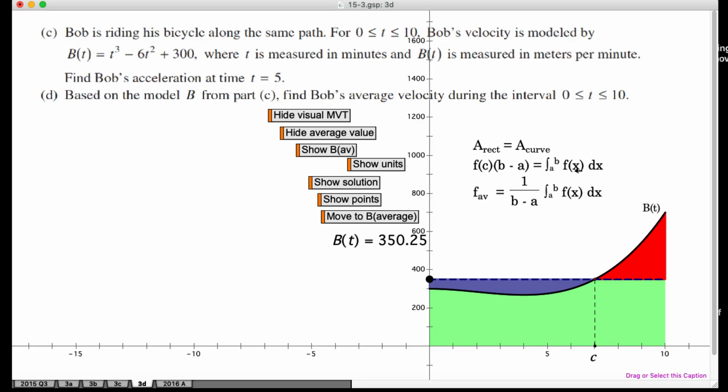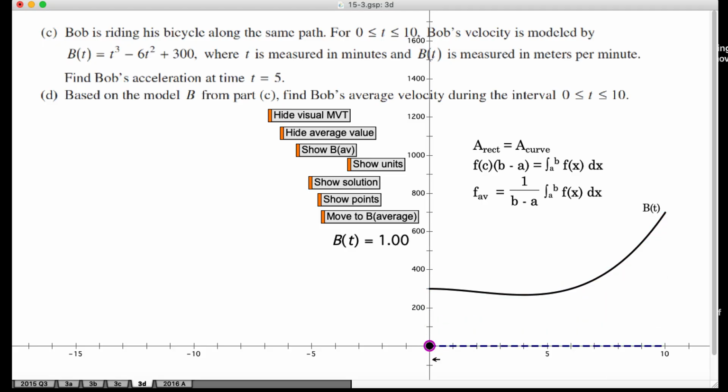Now I'm just speaking in general terms, for any function. This is just some general function f, okay? And if I take and divide both sides by b minus a, this f of c is the same as f average. And so what f average is, is the average height of this function here.